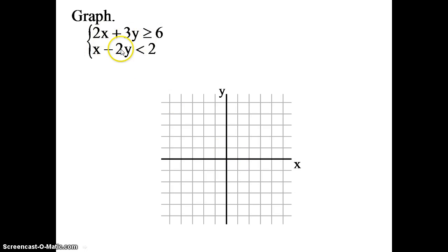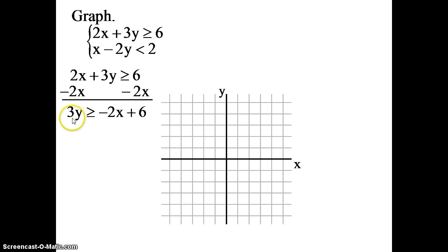Again, neither one of these are in slope-intercept form, so I need to write them in slope-intercept form before I begin graphing. And most of you are getting good at this, so we're going to subtract 2x from both sides, rewrite it, drop everything like it's hot, and now we're going to divide by 3. And now we have y is greater than negative 2/3 x plus 2. And again, you can see negative 2/3 and then 6 divided by 3 is 2. If you want to write those separately, as I suggest, feel free.